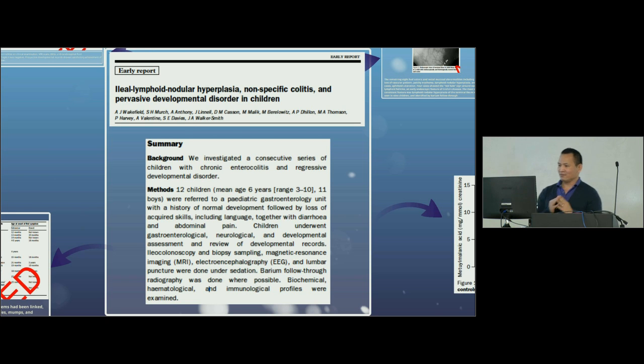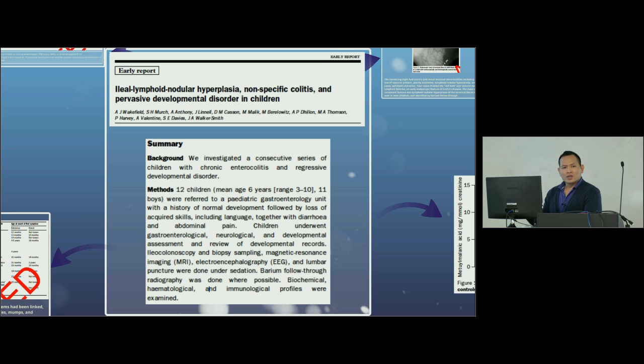So again, the title of the research article is Ileolymphoid nodular hyperplasia, nonspecific colitis, and pervasive developmental disorder in children. This is referring to autism. And it's done by the first author, Andrew Wakefield, and there are, I think, 10, 11 co-authors in this paper. So what did they want to do? They wanted to investigate a series of children, and in this study it's about 12 of them, with chronic enterocolitis and then regressive developmental disorder. Now, chronic enterocolitis is inflammatory bowel disease that we talked about a couple weeks ago. And it's a journal club.